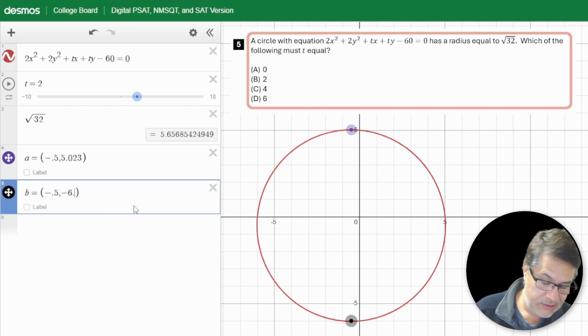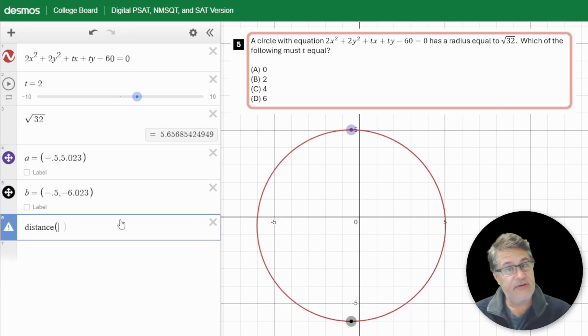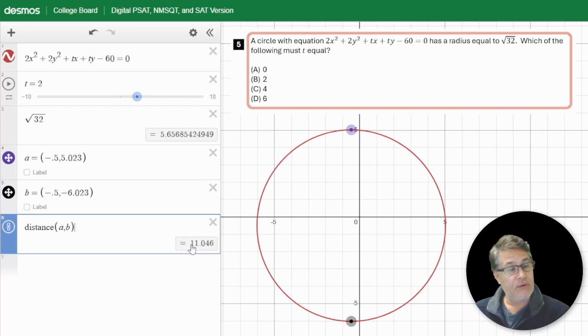Negative 6.023. Now check this out, guys. Watch this. We're going to go distance, and notice it appears as a function, all in nice letters, and it's a function, so therefore you have to use parentheses. And because we already assigned the points to A and B, the inputs to the distance formula are literally going to be A comma B, because it knows what those values are, and you get 11.046.